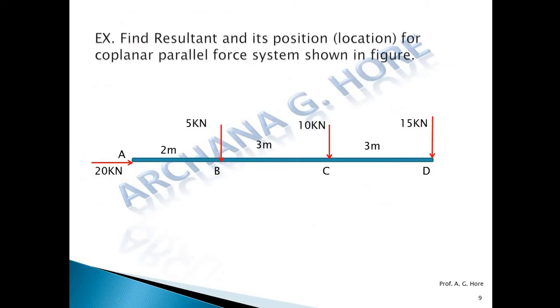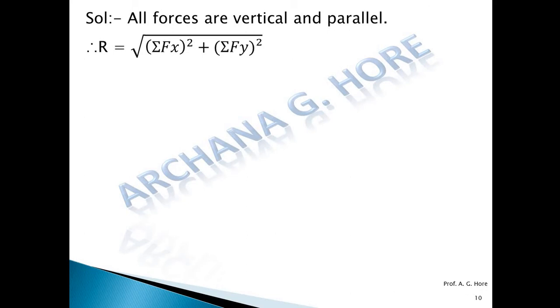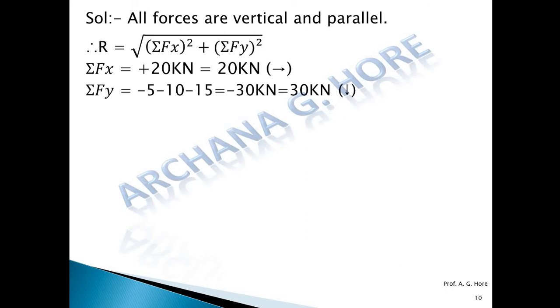Now next, find the resultant and location. Again, the location of the force is given in the numerical. Here one force at point A is horizontal and three forces are vertical. To find the resultant force, we need this formula: root of summation Fx square plus summation Fy square. First find summation Fx. Summation Fx is equal to plus 2, only one force, which is towards the right side. And summation Fy is equal to minus 5, as all forces are downward.